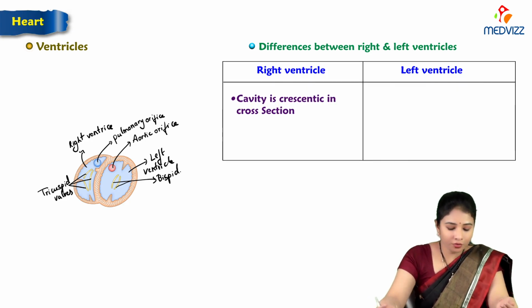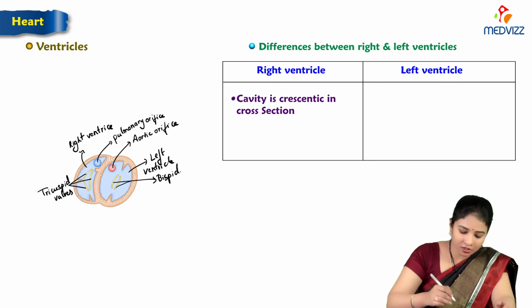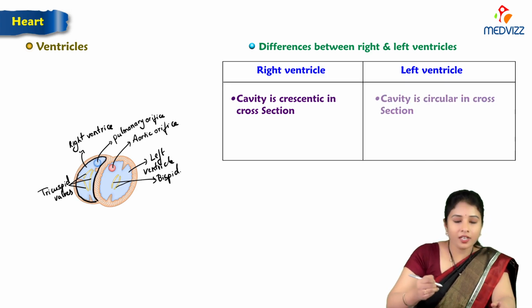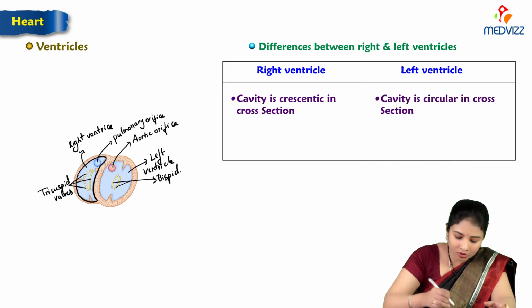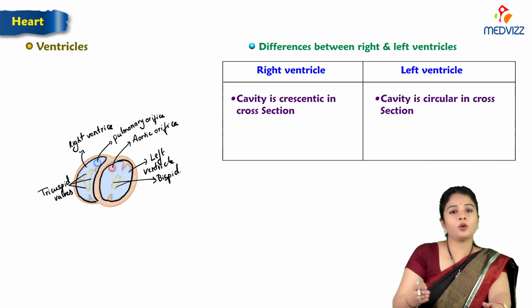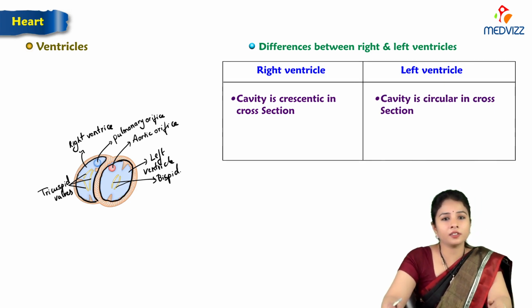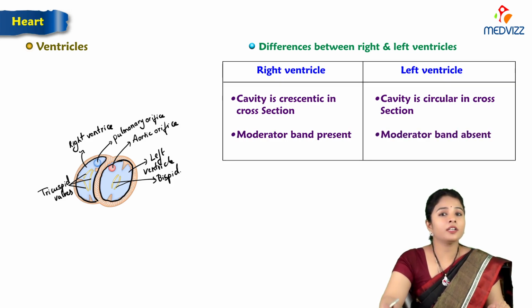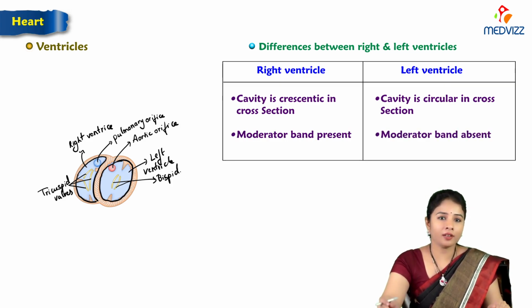So the cavity, if you see in cross section, the right ventricle is eccentric in shape. You can appreciate it is almost eccentric in shape. Whereas the left ventricle is almost circular. So it makes up almost a circular shape. And the moderator band is present in the right ventricle, whereas the moderator band is absent in the left ventricle.